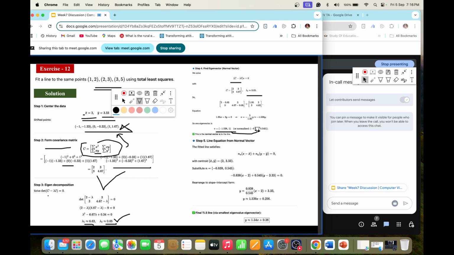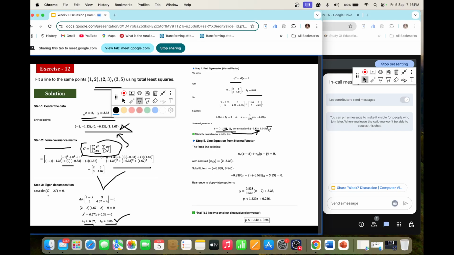So just do the normalization. What is normalization? You just divide it by its magnitude, that is, the square root of minus 1.5 square plus 1 square. You do that for both x and y. By that you get the normalized eigenvector.